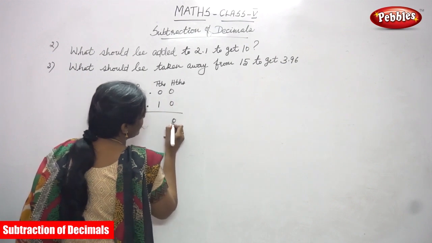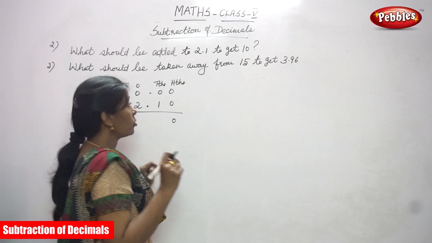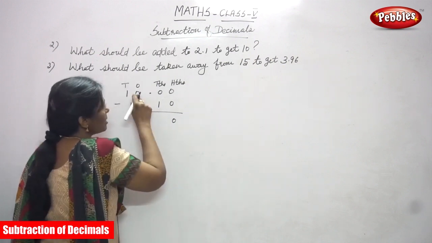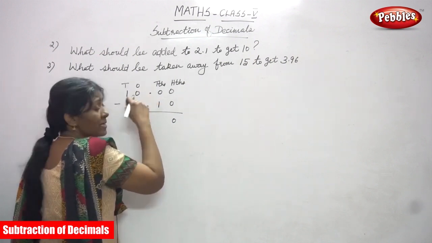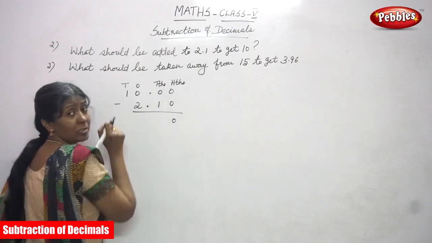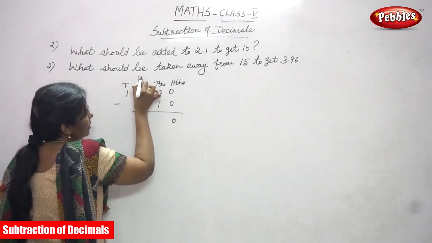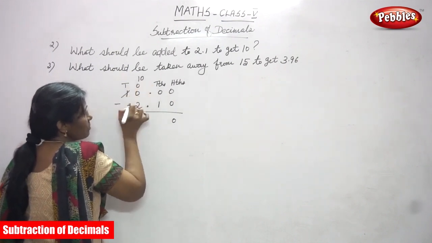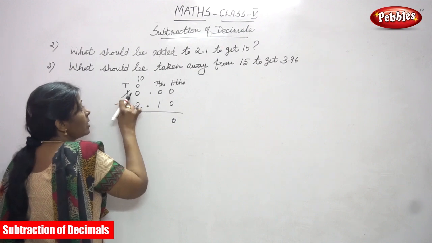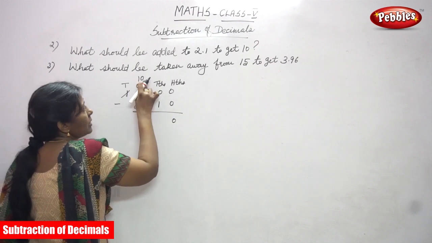0 minus 0 you get 0. There is no number in the 10's place, so that is 0. Then we subtract in the whole part, the 1's place, which is also 0. So you have to subtract from the 10's place, which also comes under the whole part. In the 10's place, what is the number? 1. So you have to borrow 1 ten.